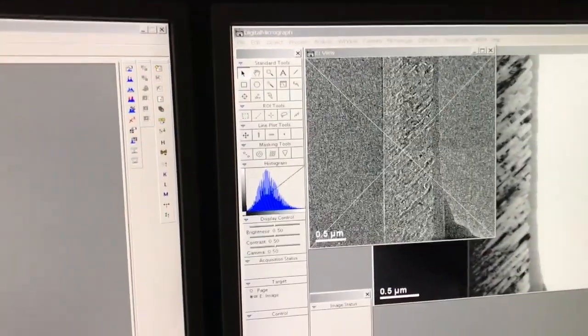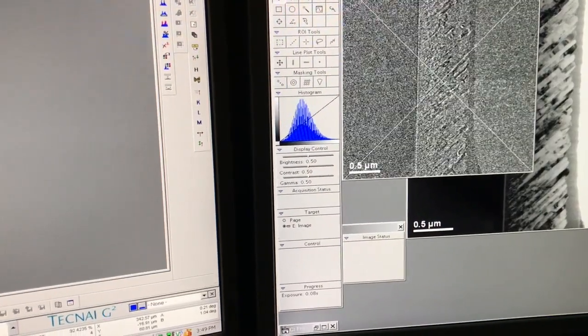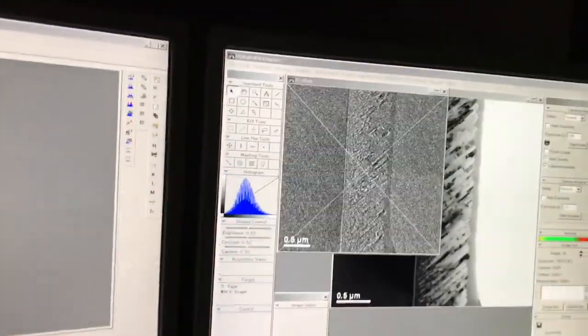So I'm going to flip up the screen here. There's the image that we've seen before. I'm just going to move it down a little bit, right there.